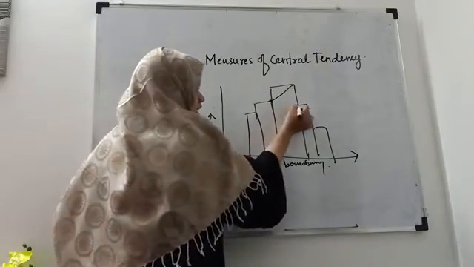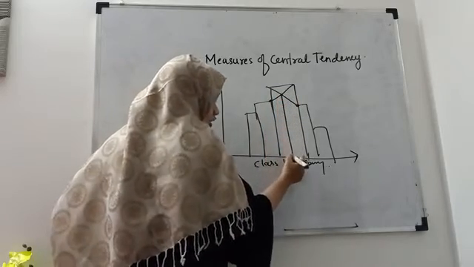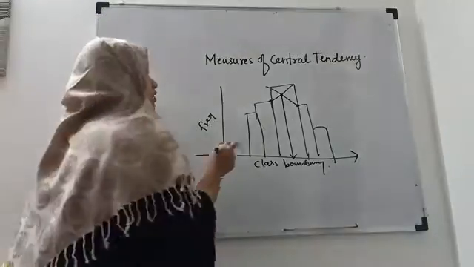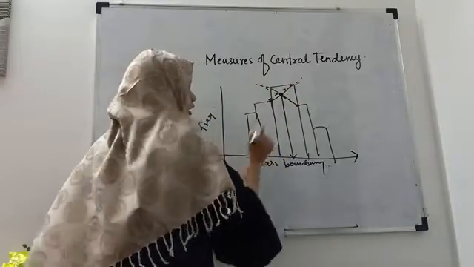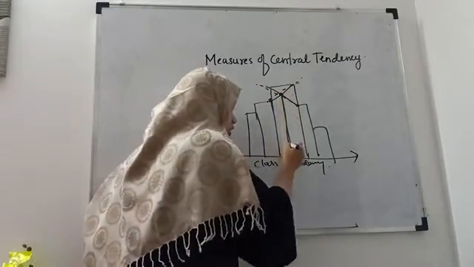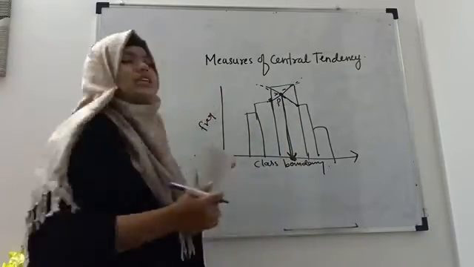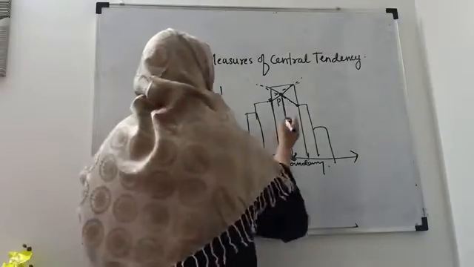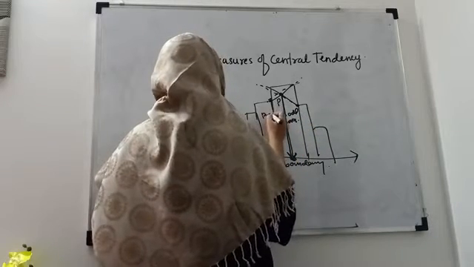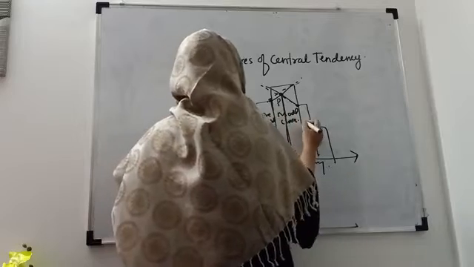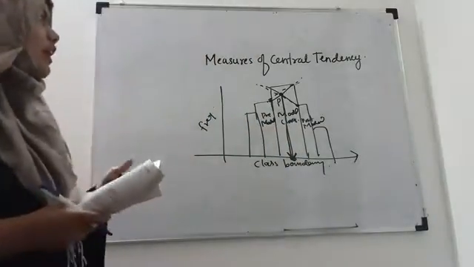Then take the succeeding block and join it here, and at this junction take the perpendicular on the x-axis. You have to make a cross cut like this, and from the point where these two lines join, take a perpendicular to the x-axis. Suppose this is point P, then this point will be considered as the mode. This will be your modal class, this will be the pre-modal class, and this will be the post-modal class. So this is the way of finding the mode.